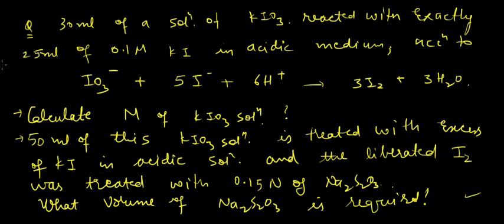Before that, let me reiterate the question that we have been given. 30 ml of a solution of KIO3 reacted with exactly 25 ml of 0.1 M KI in acidic medium according to this reaction. You have to calculate the molarity of KIO3 solution, which is the first part of the question. In the second part, 50 ml of this KIO3 solution, the molarity of which we have found in the previous part, is treated with excess of KI in acidic solution, and the liberated I2 was treated with 0.5 N Na2S2O3. We have to calculate the volume of Na2S2O3 which is required.